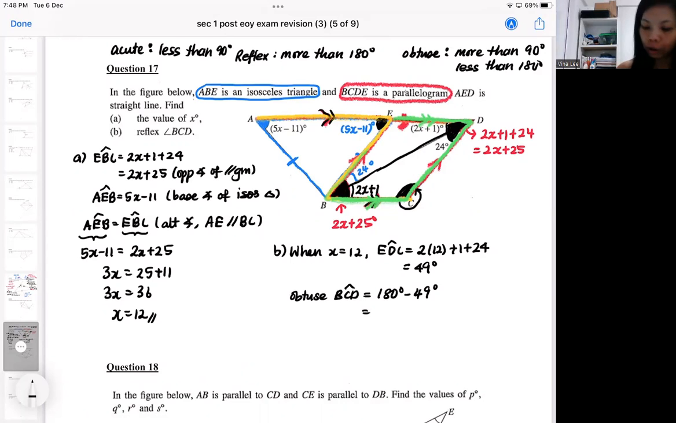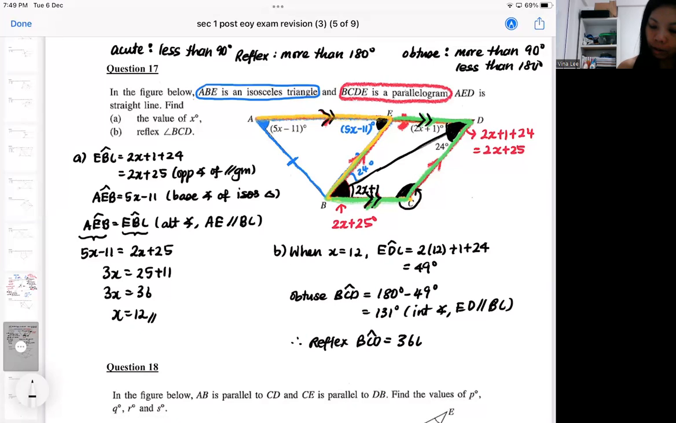Okay, where does this 180 come from? Remember, I'm using interior angle, and the parallel line will be ED parallel to BC. So therefore, the reflex BCD will be 360 minus 131. So that is for question 17.